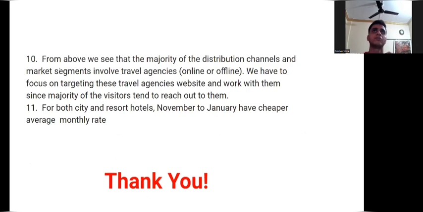From above, we can see the majority of the distribution channels and market segments involve travel agencies, online or offline. So we have to focus on targeting these travel agency websites and work with them, since the majority of visitors tend to reach out to them. Okay, so for both city and resort hotels, November to January have cheaper average monthly rates. So it is helpful for people who want to book hotels.